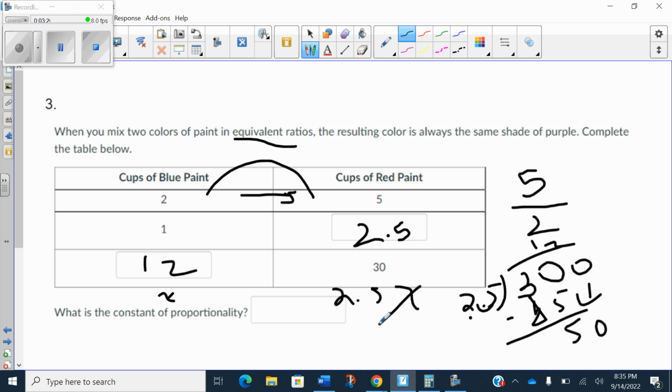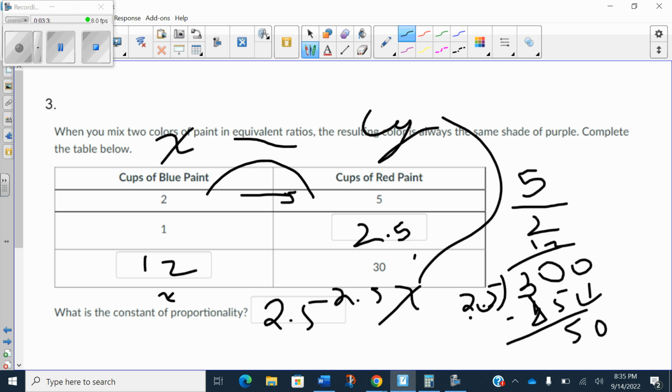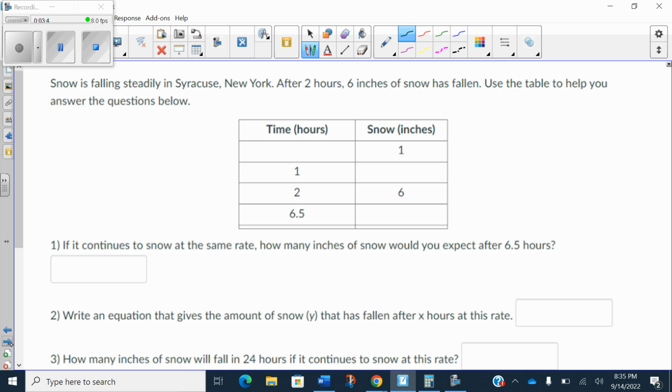So if I think about this as x, to get across here, it is 2.5x. So what is the constant of proportionality? 2.5. What is the equation for this table? Well, if this is x and this is y, it is y equals 2.5x. All right, next question.